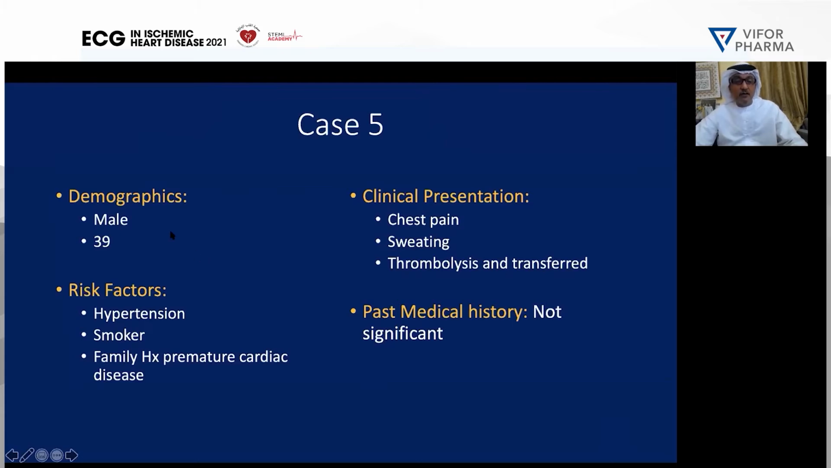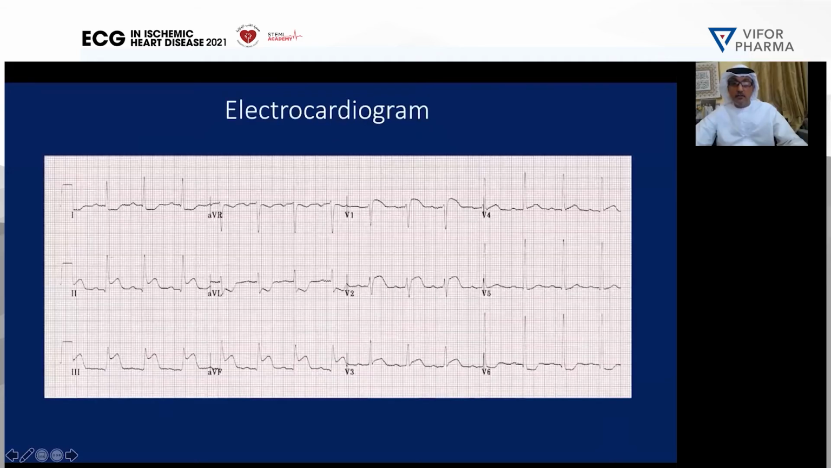Case number 5, male, 39, with multiple risk factors, presents with chest pain, no other medical problems, and this is his ECG. We talked about these complications, so now we have it. Inferior, remember the complications of inferior MI. We don't have a lead 2 tracing here, but we can use the 12 leads to read the rate and the rhythm, Dr. Bakir.